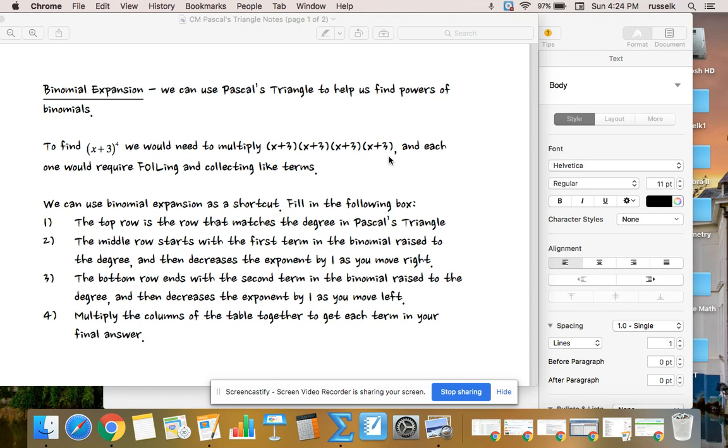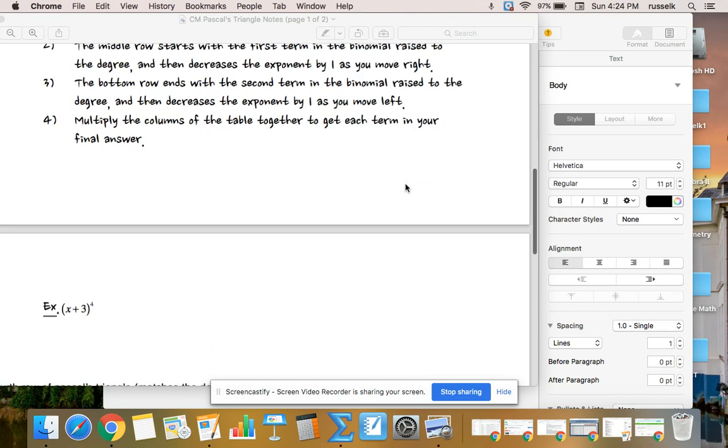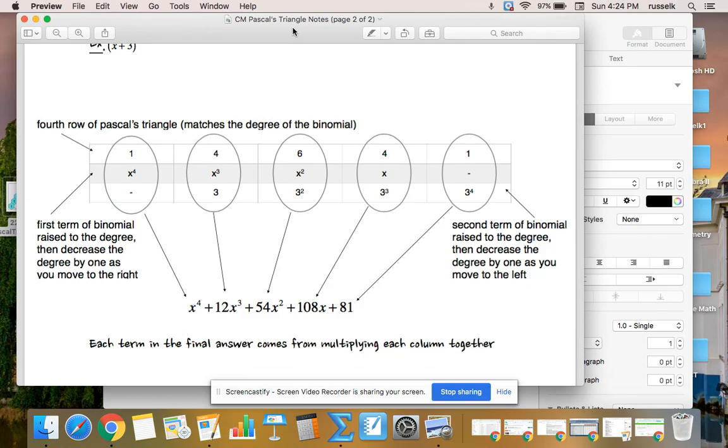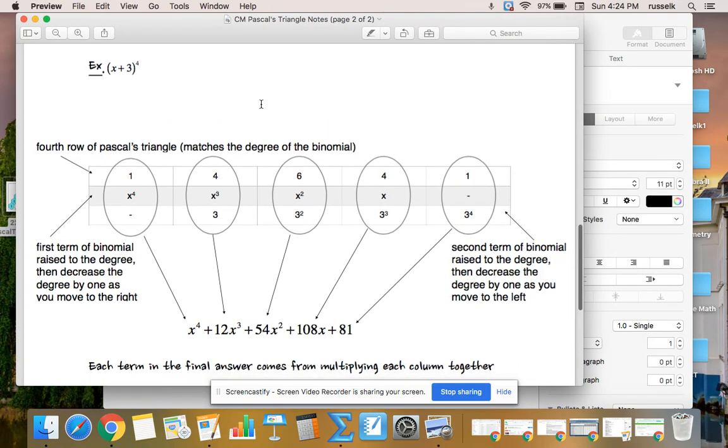Binomial expansion lets us use Pascal's triangle to shorten that a little bit, make it a little bit easier for us. So to do that, if I want to take that x plus 3 to the fourth power, I'm going to create a table. In the top row of that table, I'm going to put the row from Pascal's triangle that matches our degree. So if we want the fourth degree, we're going to take the fourth row.